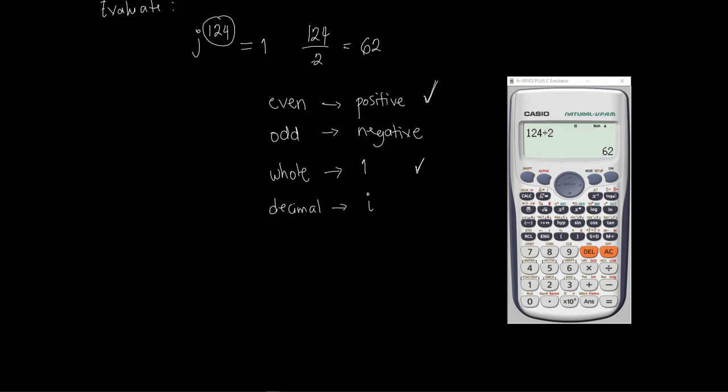Another example. Evaluate j to the power of 1,997. We divide it by 2. 1,997 divided by 2 gives 998.5. Odd or even? Odd, so that is negative. Whole number? No, it has a decimal, so that is i. Do we understand each other?